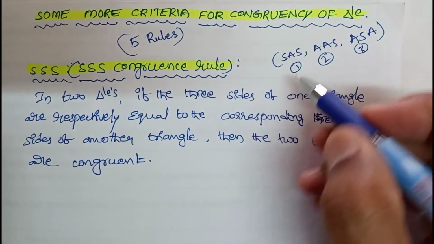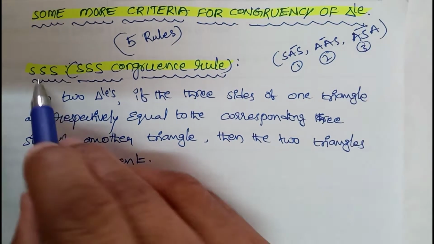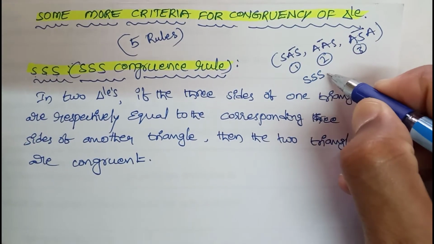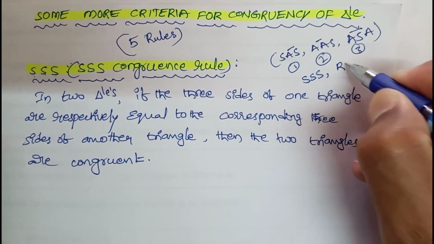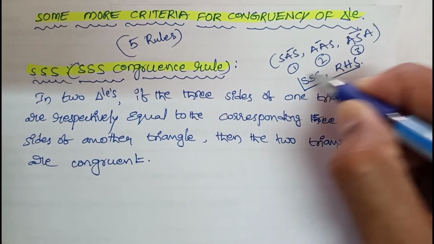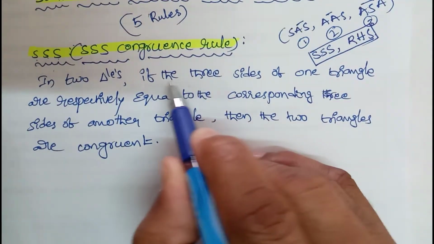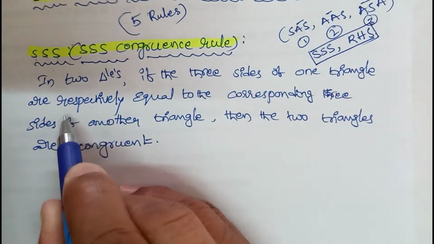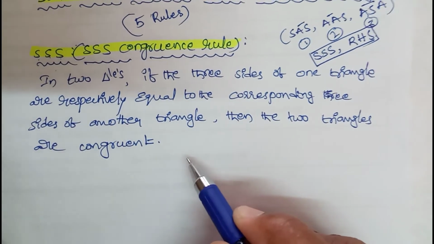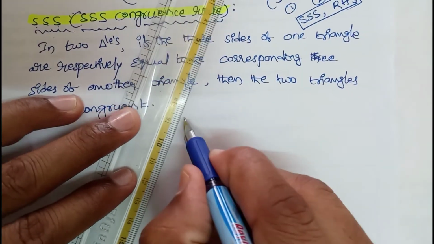Out of 5, we already discussed these 3, so the remaining 2 are side side side and RHS. So now we will see these two. First, side side side. If 3 sides of one triangle are respectively equal to the corresponding 3 sides of another triangle. So let me take the figure for the SSS rule of congruency.